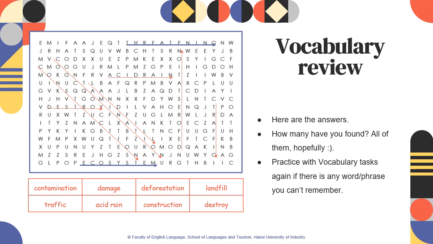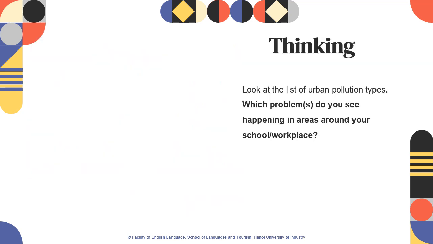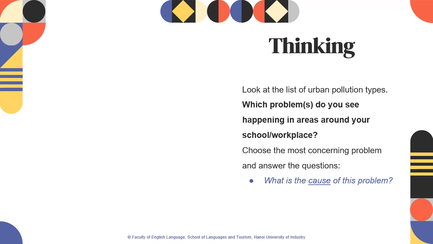Now, moving on to the practice. First, look at the list of urban pollution types. Which problems do you see happening in areas around your school or workplace? Choose the most concerning problem and answer the questions. 1. What is the cause of this problem? 2. Is there any solution for it?